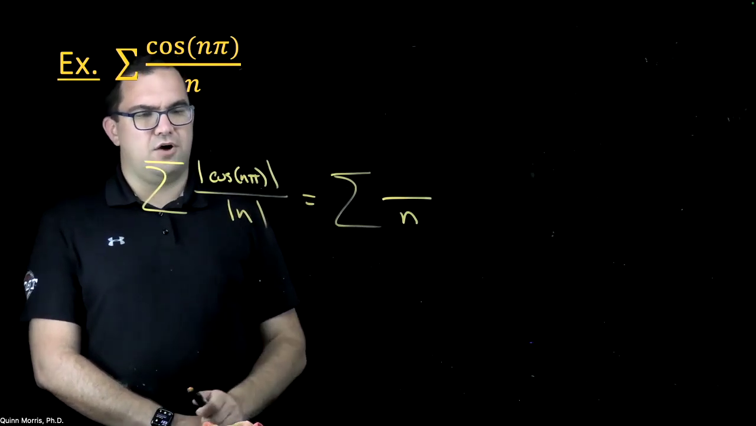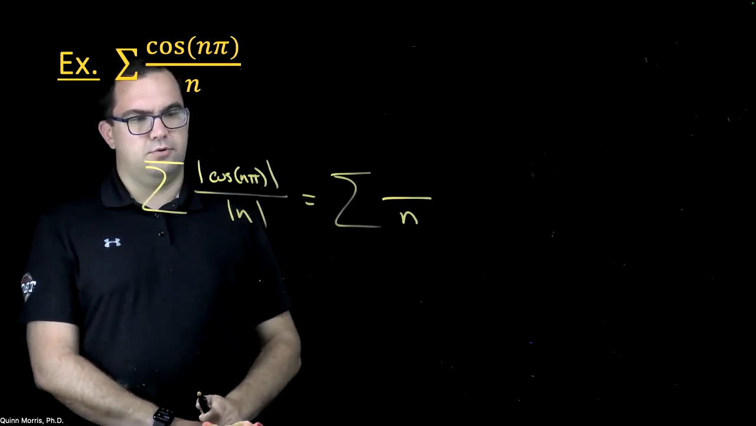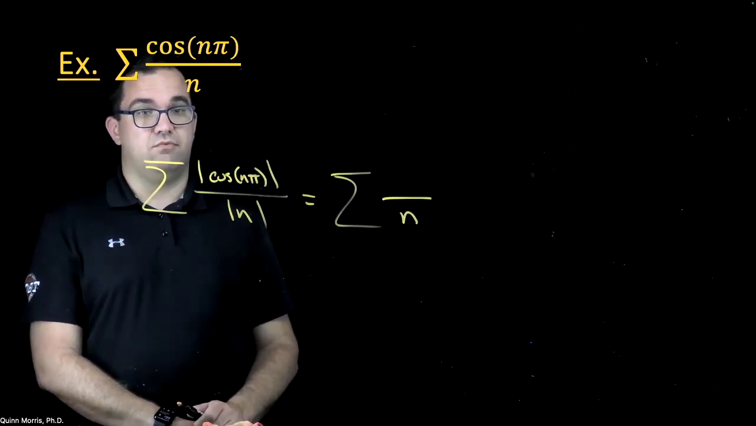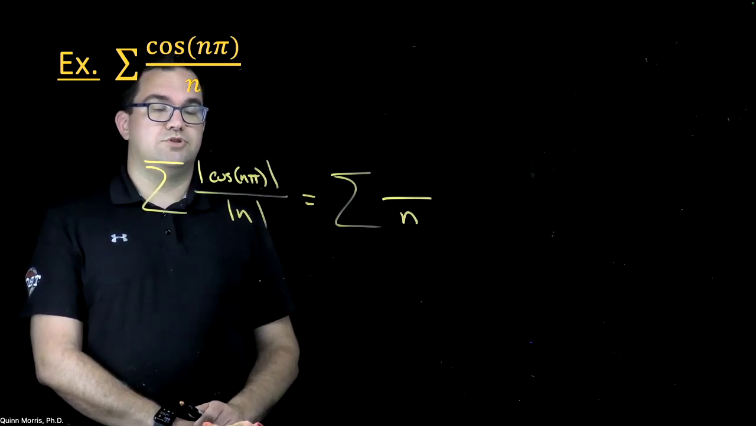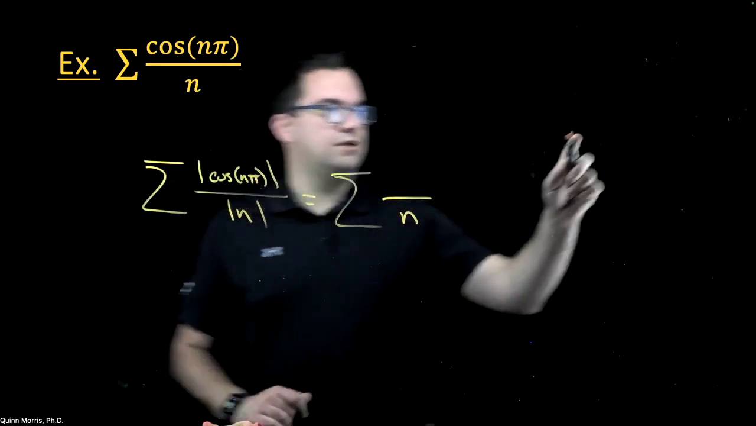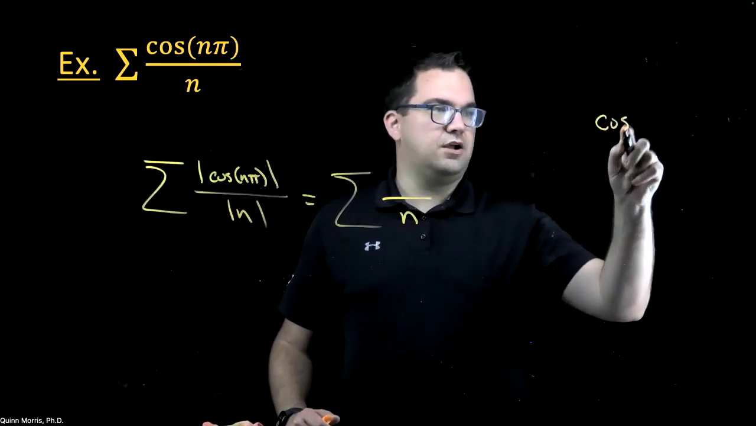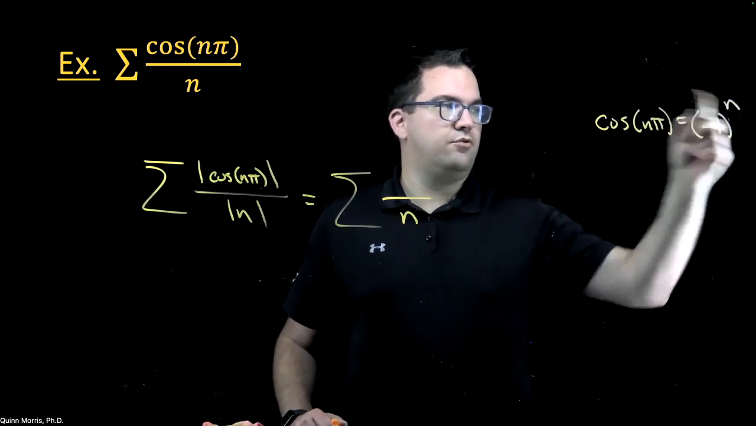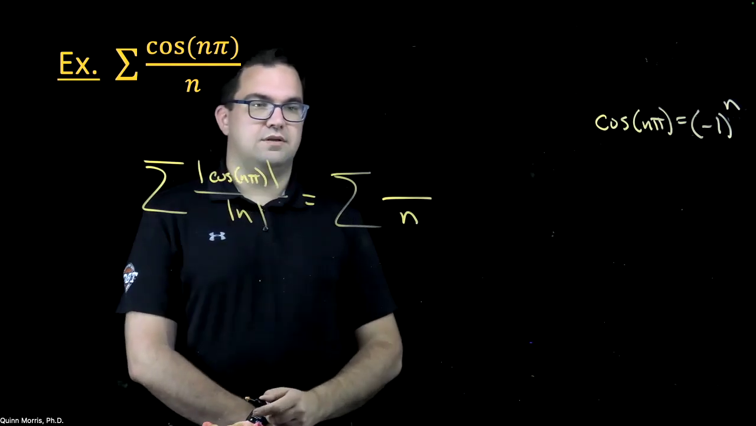I need to think a little more carefully about this term up here. So when n is equal to 1, that's cosine of pi. Cosine of pi is -1. When n is equal to 2, cosine of 2 pi is 1, and I get 1. And what you will quickly start to realize is that cosine of n pi is actually just a sneaky way to write -1 to the n, right?